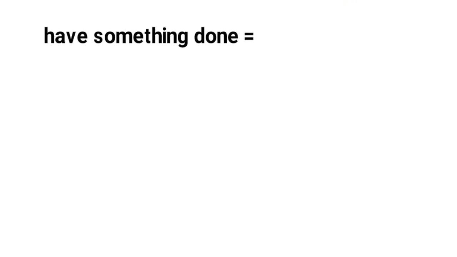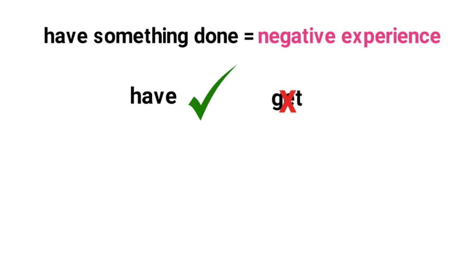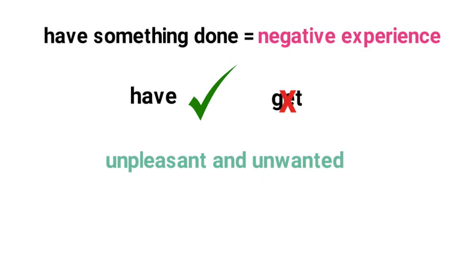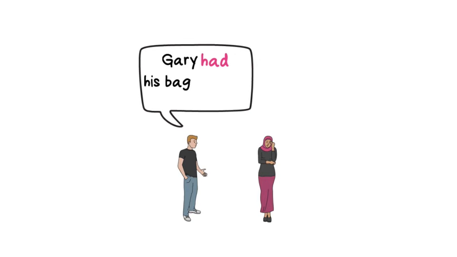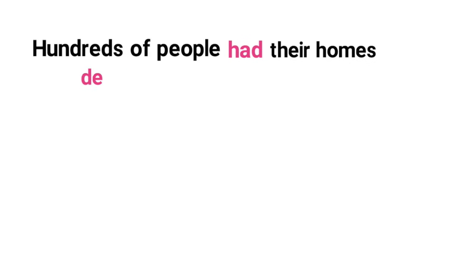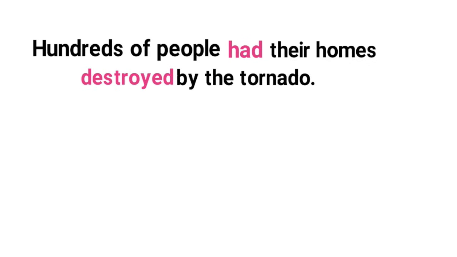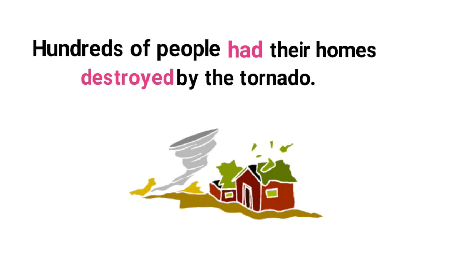Have something done can be used for a negative experience. Here we can't use get. It usually is when something happens to somebody or their belongings, or when someone is affected by an action which they did not cause, and it's often unpleasant and unwanted. So Gary had his bag stolen. Hundreds of people had their homes destroyed by the tornado. Hundreds of people were affected by the tornado, which they did not cause.